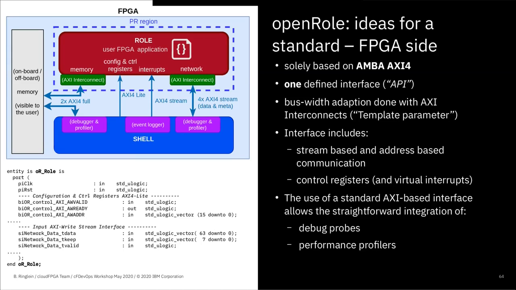Besides portability, the use of only AXI-based interfaces has two more key advantages. First, we already know at the time of the interface definition how the debug probes for all future applications will look, so we can make debugging easier. Second, since we know the bus definitions, we can relatively easily integrate performance profiling on the shell side. Hence, using the standardized interface also results in easier debugging and profiling for the user.